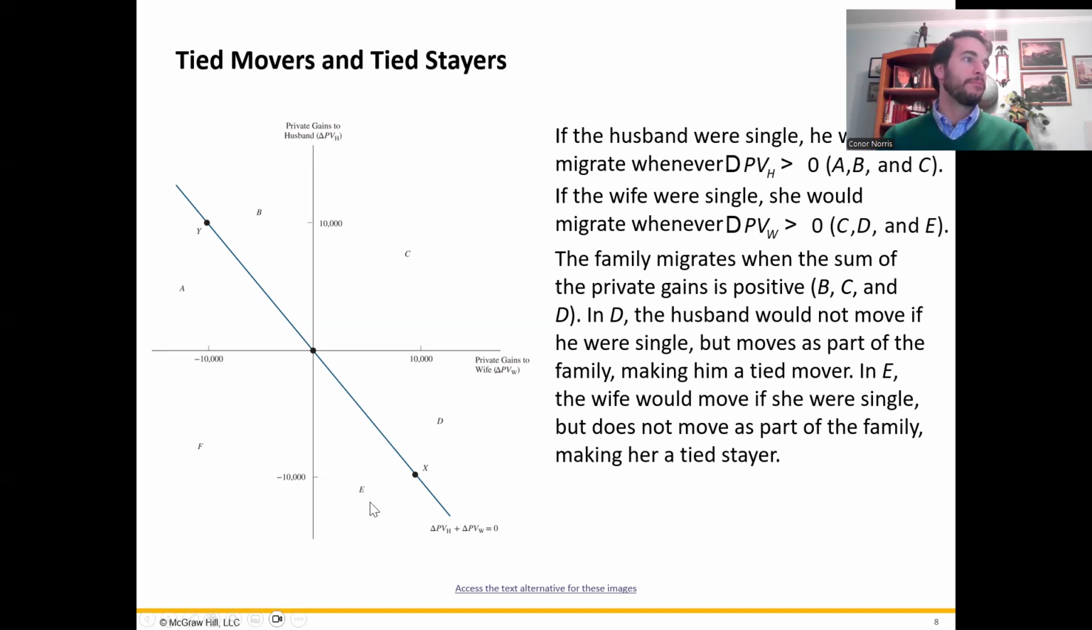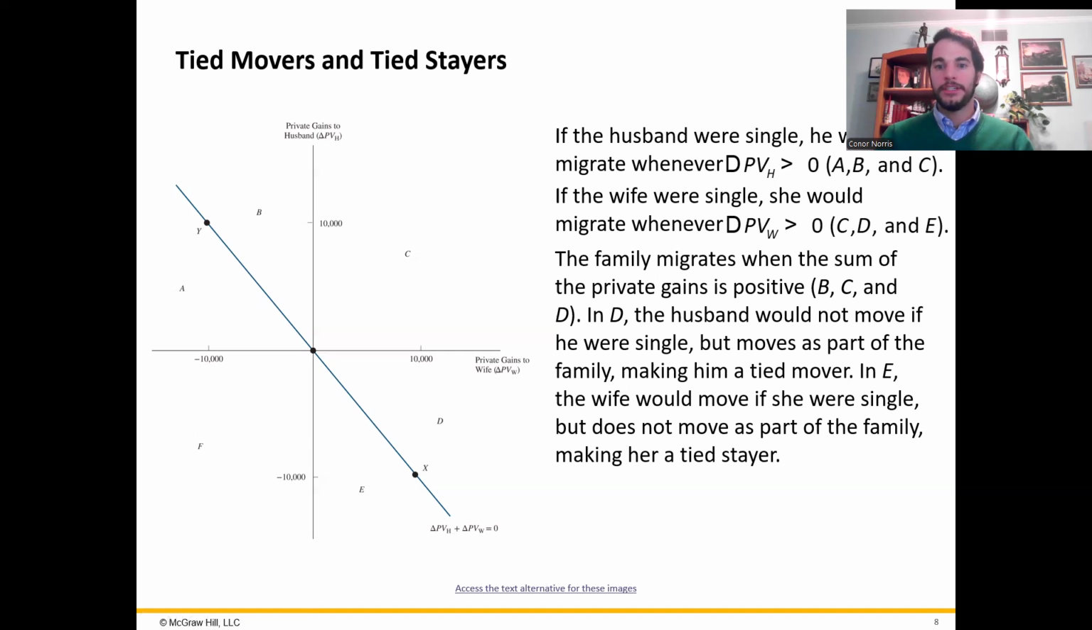Likewise, looking at the wife, at point E right here, she would gain, again, maybe $4,000. That's her private gain from moving and taking this new job. But the husband, again, would lose over $10,000. So when you consider her gain and his loss, they'd be made worse off overall. So again, they would not move at point E. At point F down here, neither would move for that job because they're both worse off.